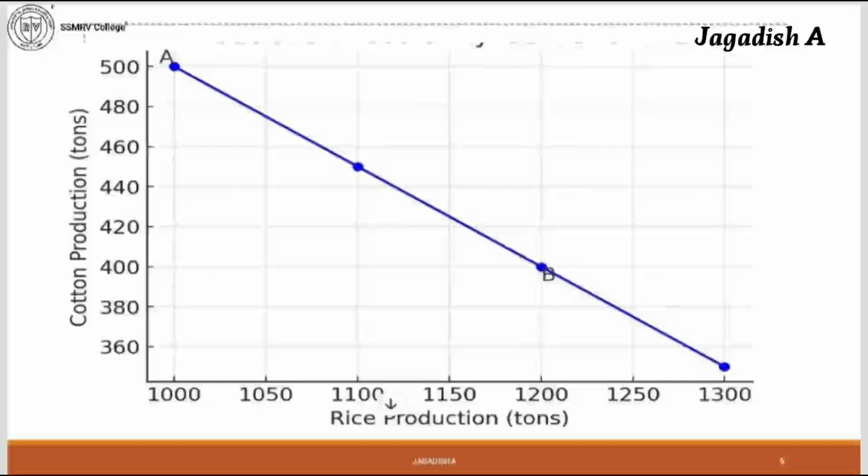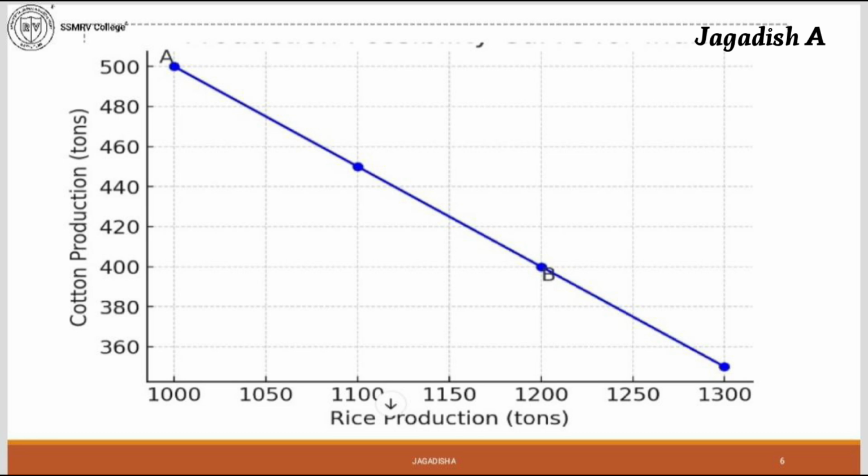Any point on the curve represent an efficient use of resources, while point inside the curve represent inefficient uses of resources, and point outside the curve are unattainable with current resources. In this way, the production possibility curve helps illustrate the concept of opportunity cost and the trade-off a country must make when deciding how to allocate its resources.